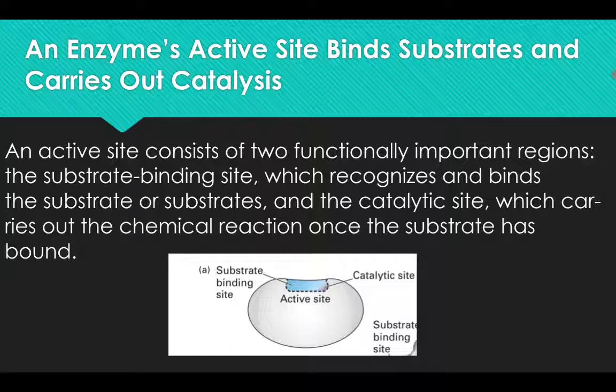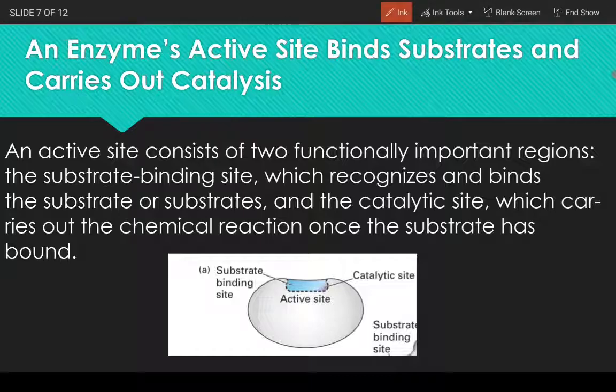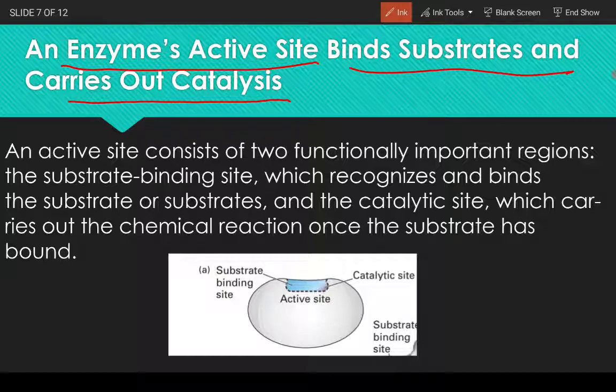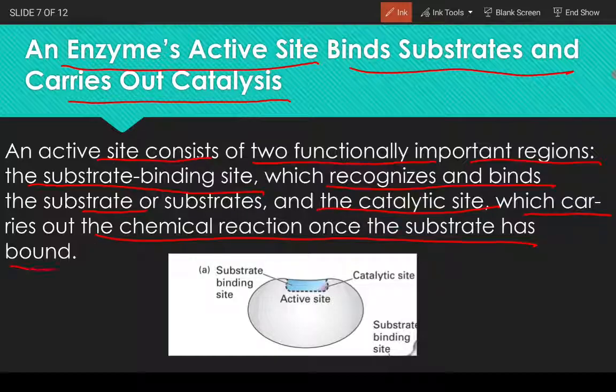Right. So now what we next need to study is about the active site that binds to the substrate of an enzyme. An enzyme's active site binds substrate and carries out catalysis. An active site of an enzyme consists of two functionally important regions: the substrate binding site, which recognizes and binds the substrate, and the catalytic site, which carries out the chemical reaction once the substrate has been bound.